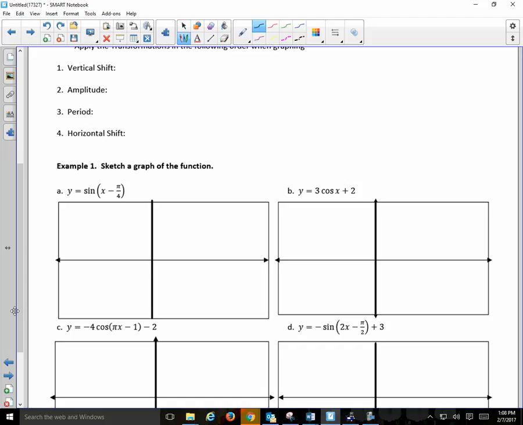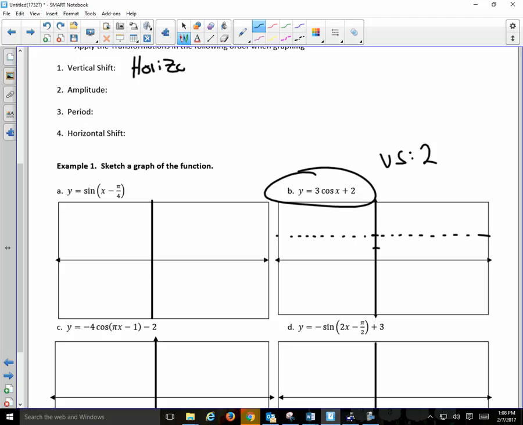As you look at this example right here, this does have a vertical shift. What's the number on the end? It's going to be shifted up 2 units. And what we do is we draw a horizontal axis through the shift. After we do the vertical shift, we do the amplitude. What is the amplitude? 3.